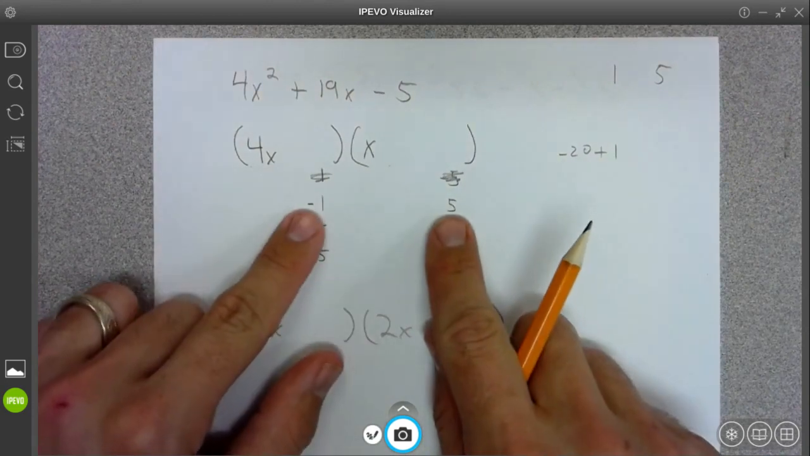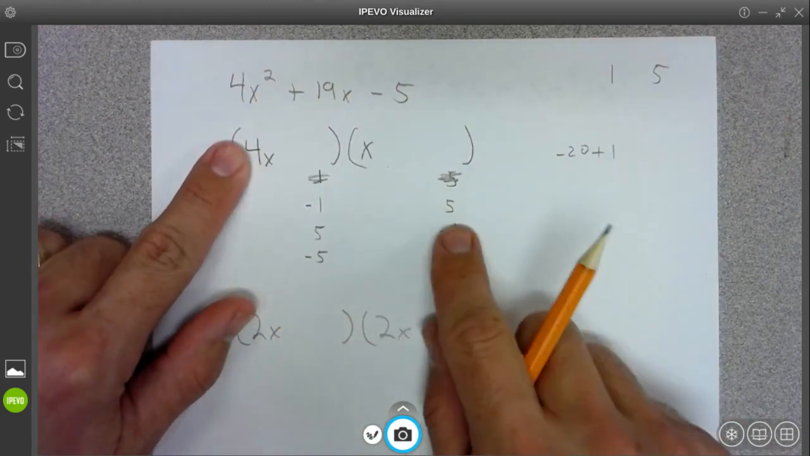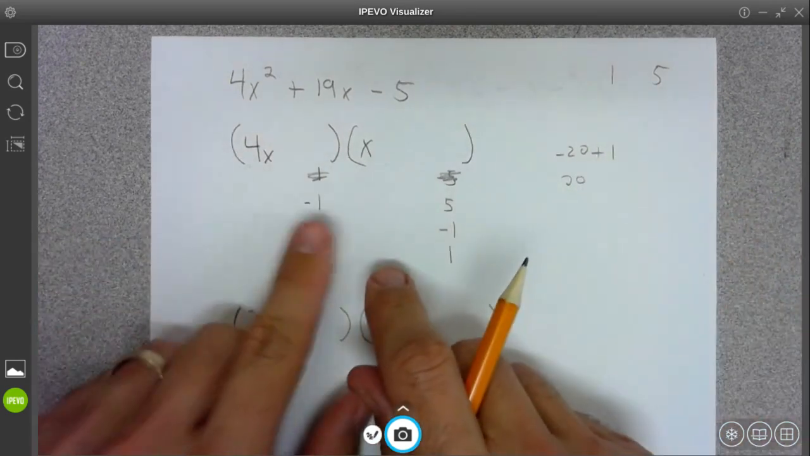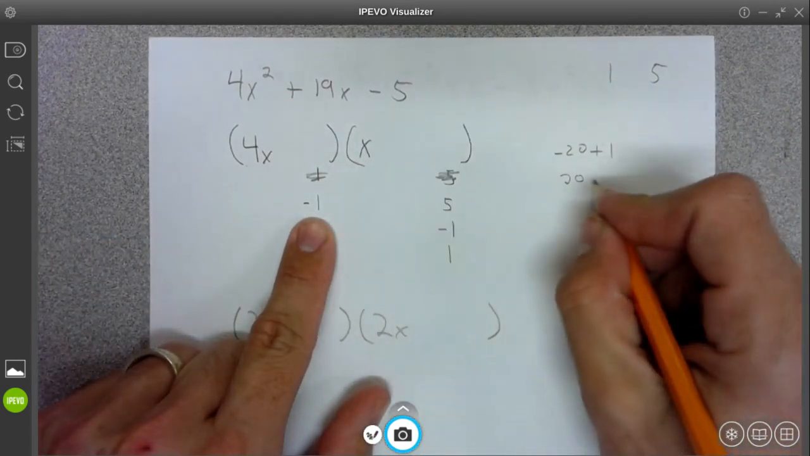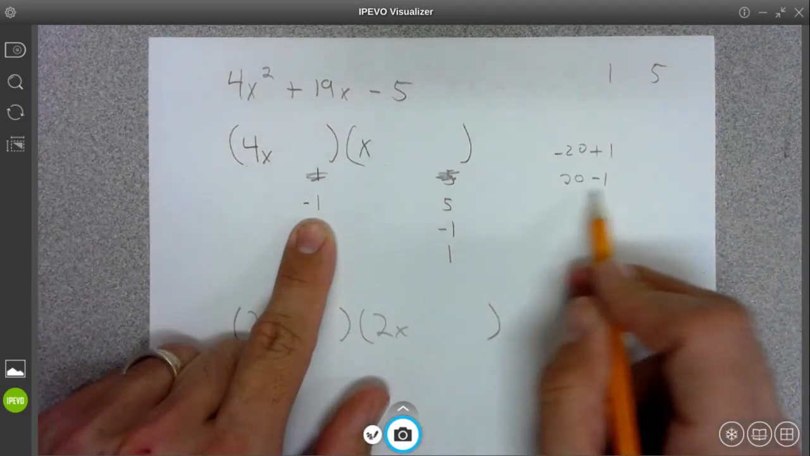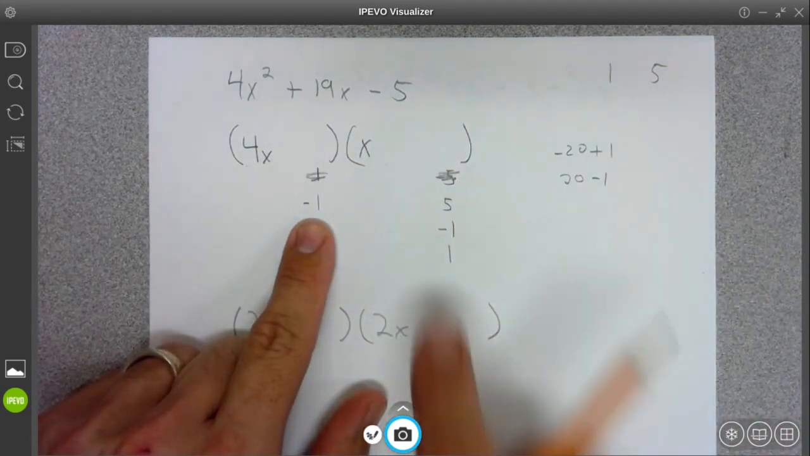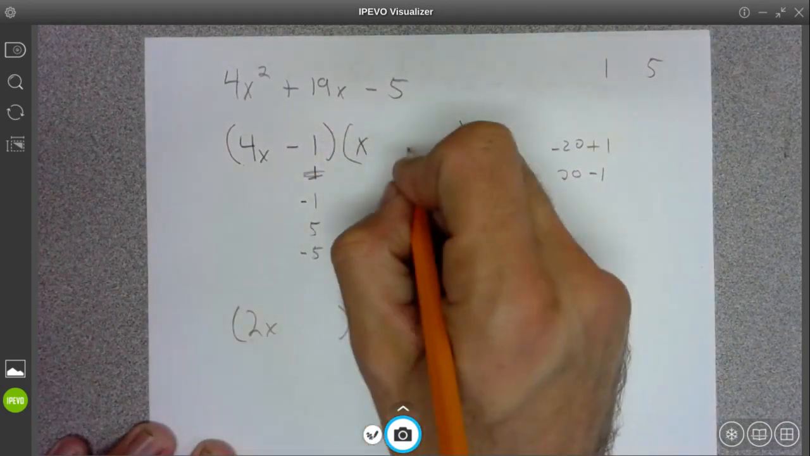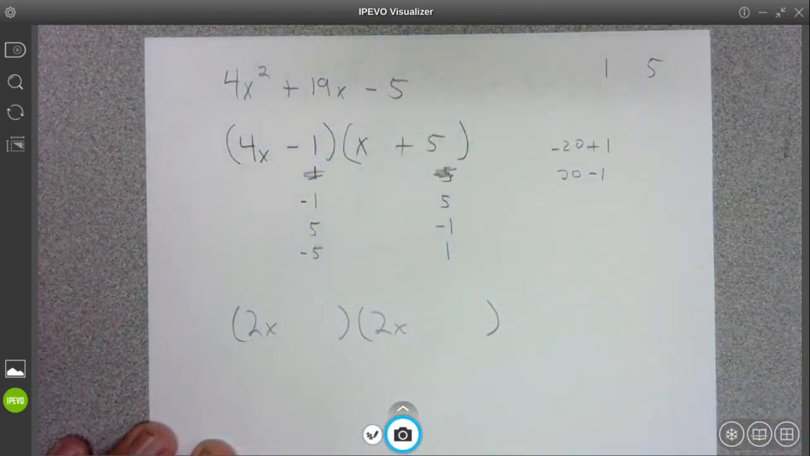If we do positive 4 and positive 5, that's going to be a positive 20, and this is a negative 1, and this does equal positive 19. So that one is our answer: 4x minus 1 and x plus 5.